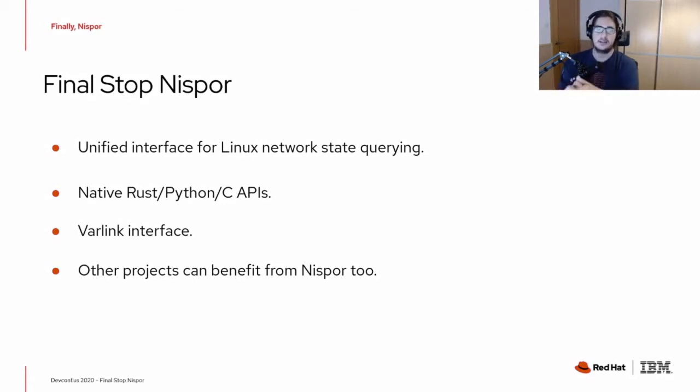We noticed that other projects like TC, Ansible Linux System Roles, or NetworkManager would benefit from it as they need to gather the runtime network configuration. This way, they could avoid implementing their own netlink communication logic, and they could contribute to Nispor and reduce the effort to communicate with the kernel.